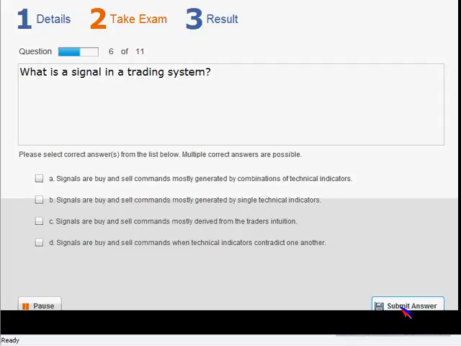What is a signal in the trading system? What is understood by a signal? A. Signals are buy and sell commands mostly generated by combinations of technical indicators. B. Signals are buy and sell commands mostly generated by a single technical indicator. C. Signals are buy and sell commands mostly derived from the trader's intuition. D. These signals are buy and sell commands when technical indicators contradict one another. A, B. Fine. Fernando, I think you are right.